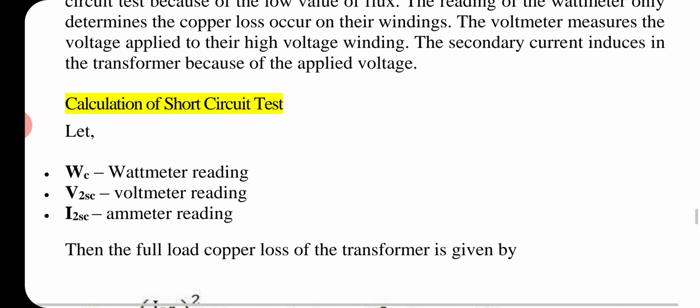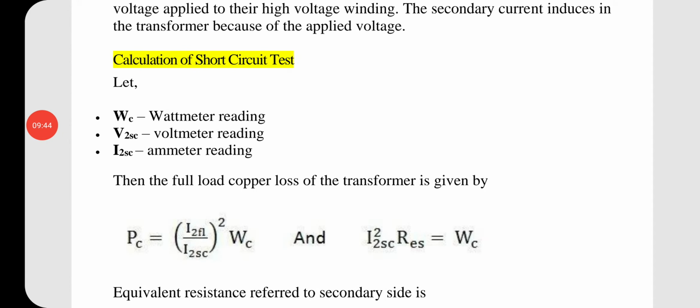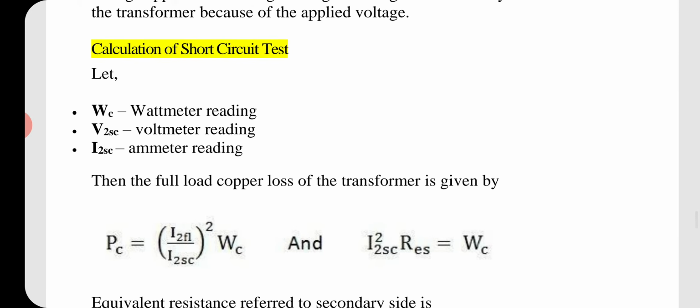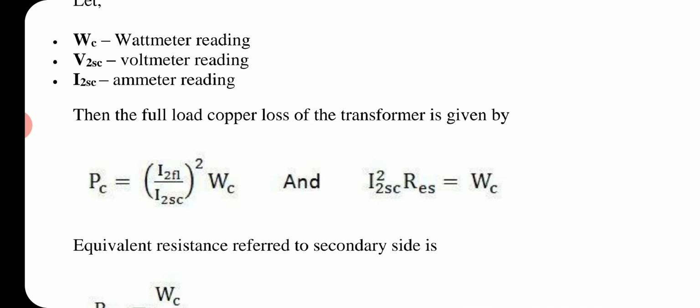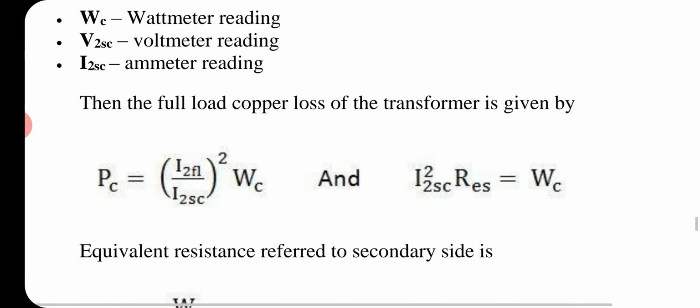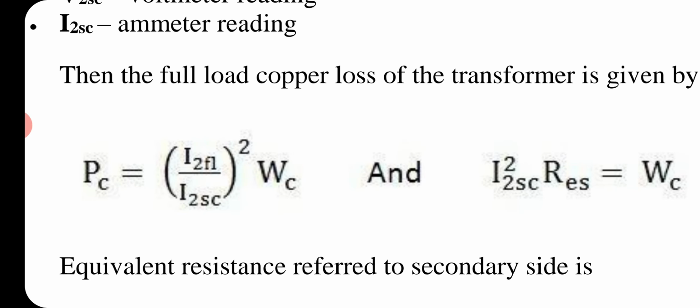Now coming to the calculation part of this short circuit test. In the calculation part we can see that WC is the reading of the wattmeter which is connected in the high voltage winding. V2SC is the reading of the voltmeter connected in the high voltage winding, and I2SC is the reading of the ammeter. Then the full load copper loss of the transformer can mathematically be given as PC equals (I2FL upon I2SC) whole square times WC, where I2FL is the full load current.